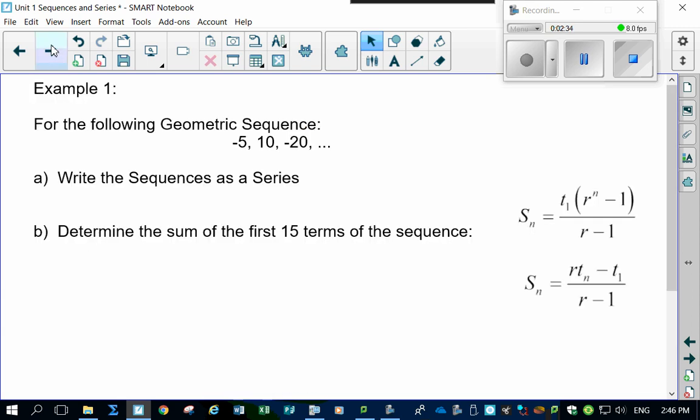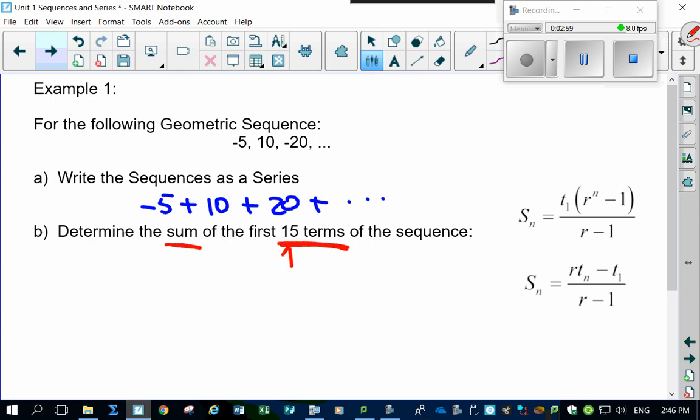Here we go, example number 1. It says, for the following geometric sequence, write the sequence as a series. No problem. Minus 5 plus 10 plus minus 20 plus ... and you keep on going forever and ever. This, of course, is an infinite series. Now, determine the sum of the first 15 terms. Well, that would make this n, right? Next thing is, that is T1.